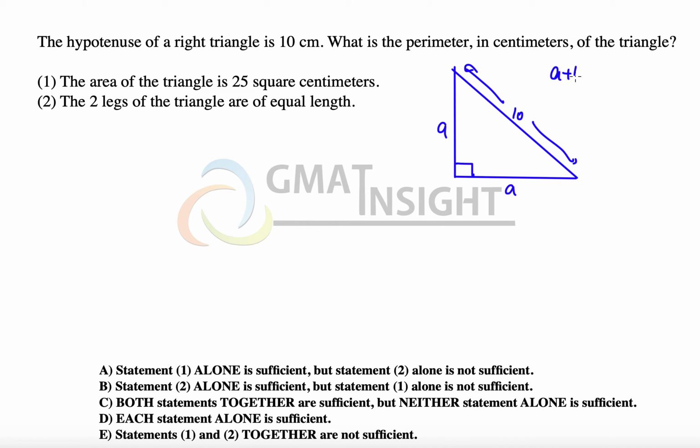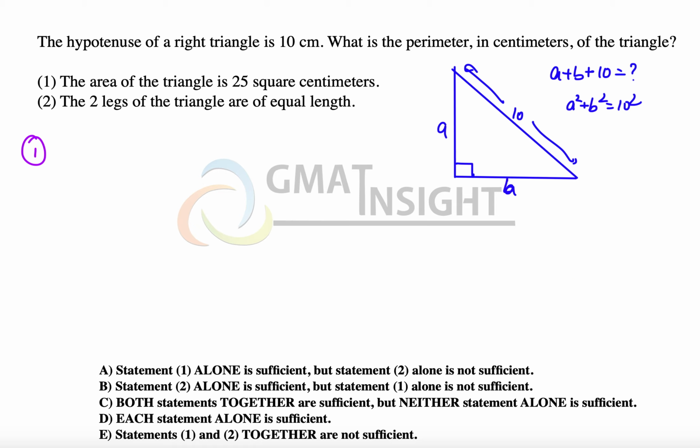So the question needs to be answered as the value of a plus b plus 10, because that's the perimeter, the sum of the three sides, while we know that a square plus b square is equal to 10 squared using the Pythagoras theorem. So now let's quickly look at the first statement. The first statement says that the area of the triangle is 25 square centimeters. So the area of this triangle can be written in the form of a and b in this way.